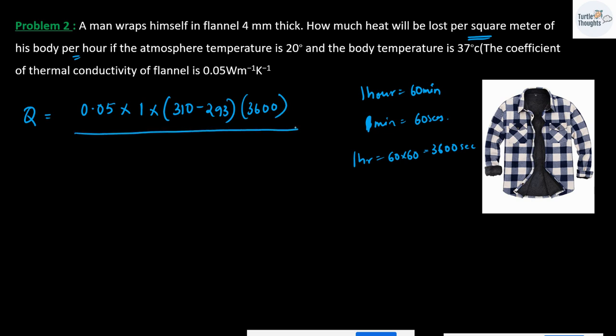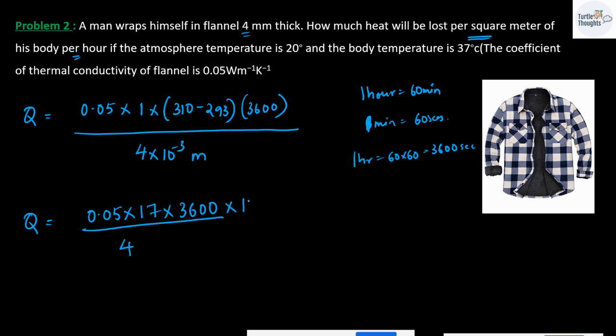3600 whole divided by the value of L, which is going to be 4 multiplied by 10 raised to the power minus 3, because I have to take it in SI units. Substituting all the values, I will be getting 0.05 multiplied by, what is the temperature difference? It is going to be 17 multiplied by 3600 divided by 4. And here you can write 10 raised to the power 3. I am taking 10 raised to the power minus 3 to the numerator. It is going to become plus 3.